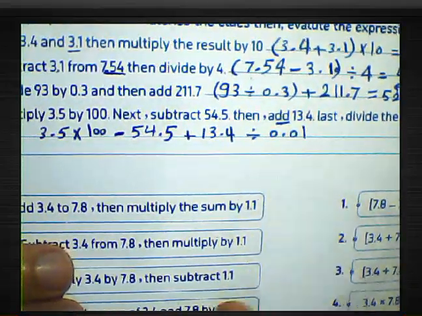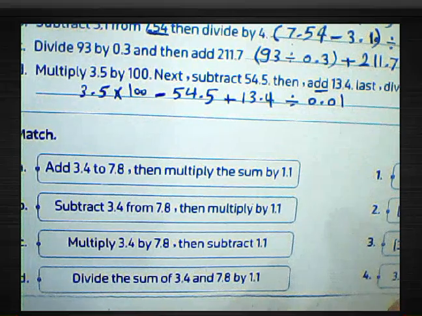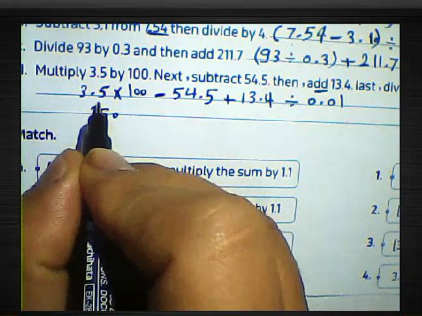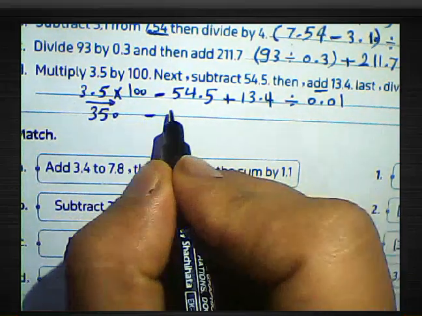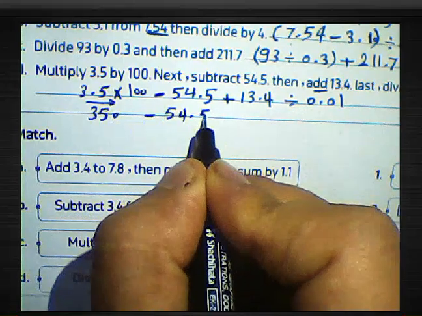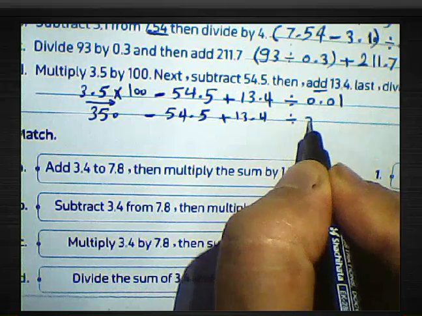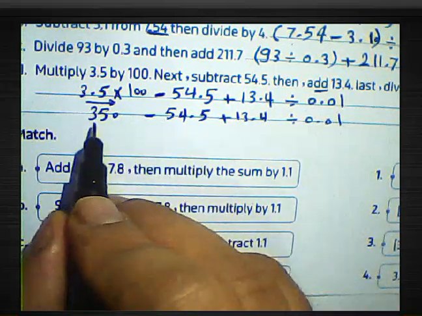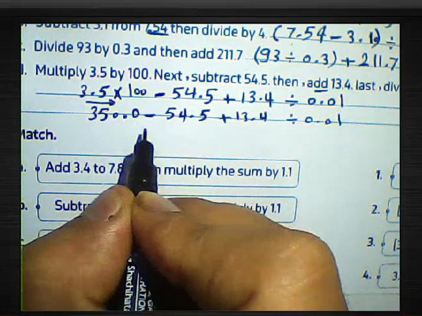Okay, look with me at the steps here. We know 3.5 times 100 will be 350. Move the point from left hand side to right hand side by 2 digits. Subtract 54.5, plus 13.4, divided by 0.01. We can find the difference between the two numbers here. Put the point and 0, two equal parts.